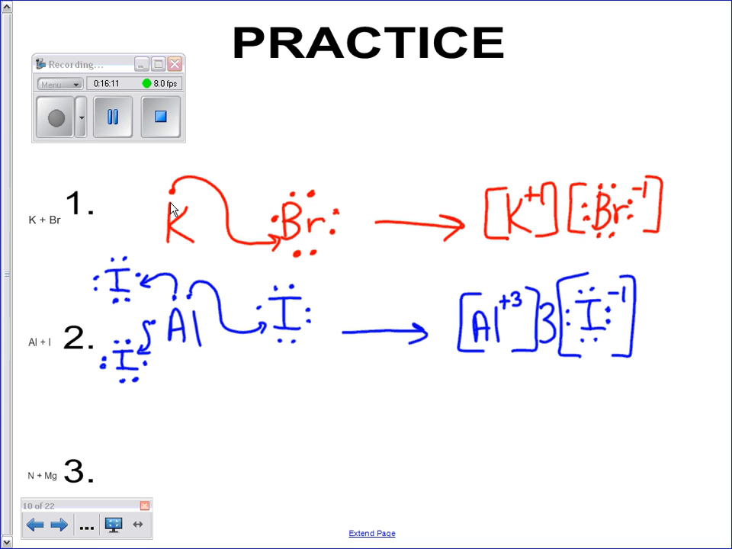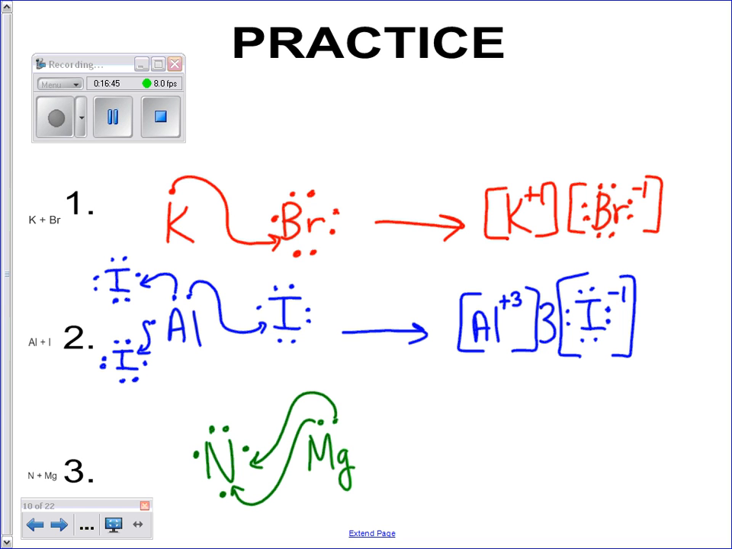So nitrogen and magnesium. So nitrogen is in group 15, so it has 5 valence electrons. And then magnesium is in group 2. It has 2 valence electrons. So magnesium's the metal. It's going to be transferring the electrons over to the nonmetal nitrogen. So nitrogen wants 3 valence electrons, 3 more, to get to the octet. So magnesium's going to transfer 2 of its electrons over.